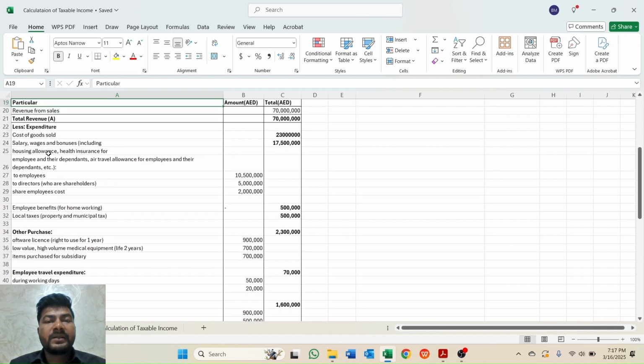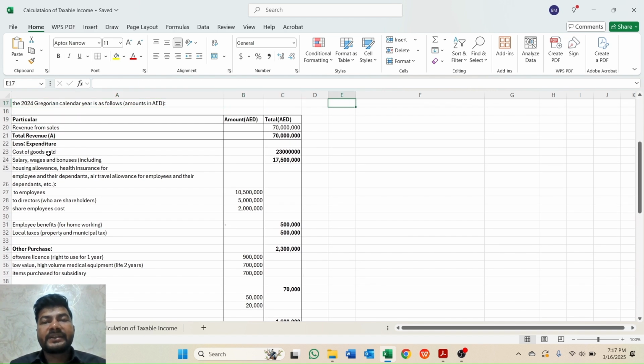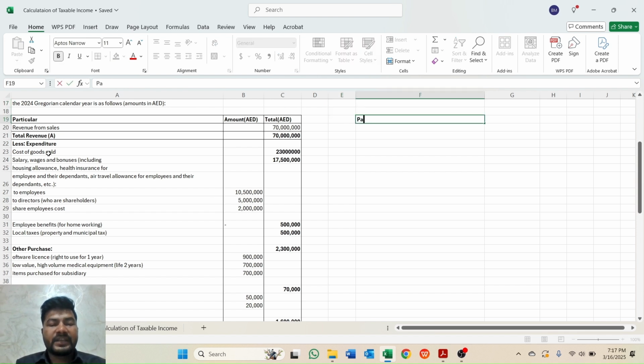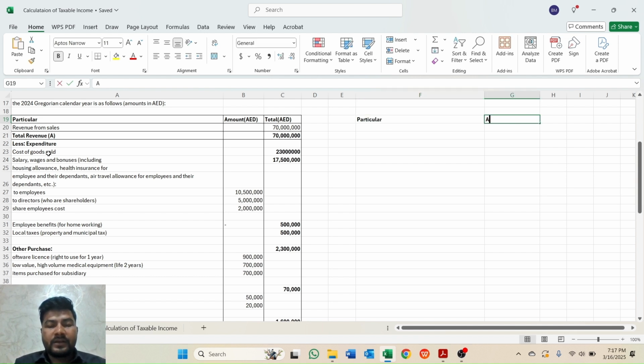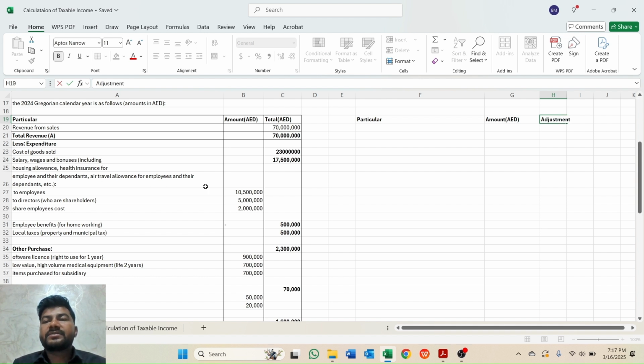So let's start how to calculate taxable income for the company. You can see the particulars, the amount which is in AED, then the adjustment. What are the adjustments, or you can say notes to account. Okay, notes, it will be more suited.